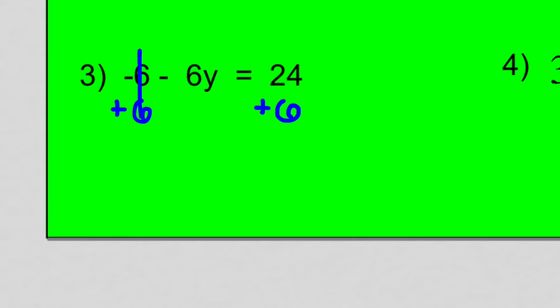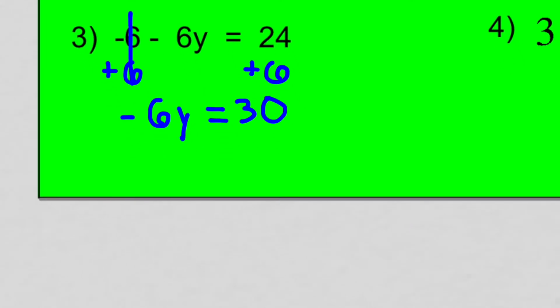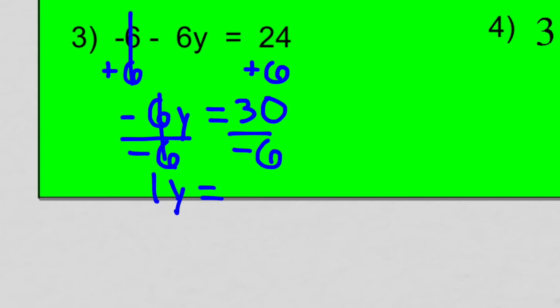Now this goes away, and check out what I have left. I don't just have a 6y, I have a negative 6 multiplied by y equals 30. And since this is multiplied by negative 6, I'm going to simplify it by dividing by negative 6. Negative 6 divided by negative 6 is positive 1y, and 30 divided by negative 6 is negative 5. Or y equals negative 5.